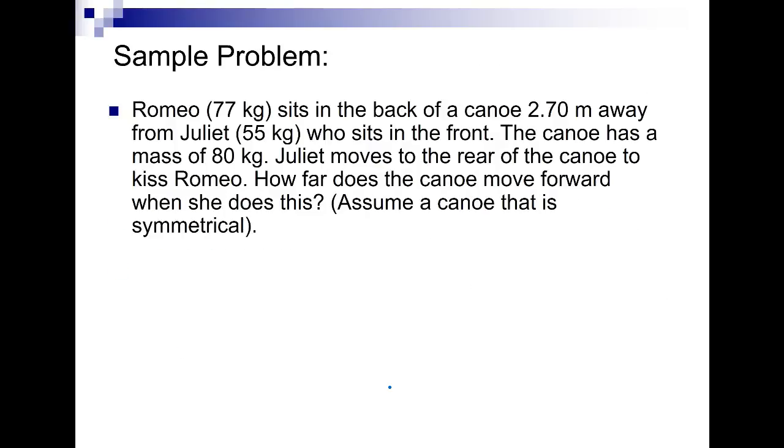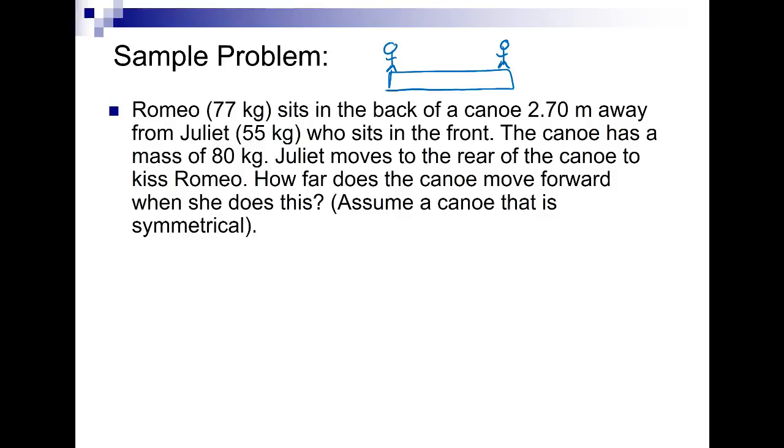So, for example, you have Romeo sitting in the back of a canoe, 2.7 meters away from Juliet, who sits in the front. So here's the canoe, and here's Romeo, and here's Juliet. The canoe has a mass of 80 kilograms. Juliet moves to the rear to kiss Romeo. Aww. How far does the canoe move forward when she does this? And we're going to assume that this canoe is symmetrical.